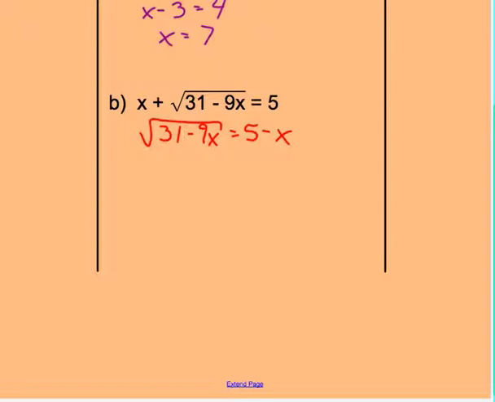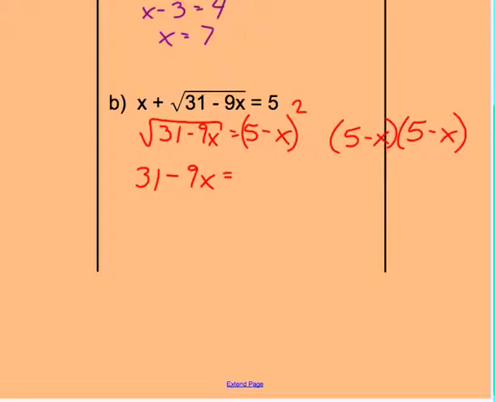So what we're going to do instead is, when we square the left-hand side, that cancels the radical. This becomes the quantity 5 minus x squared, which means 5 minus x times itself. Multiplying that out, distributing it, foiling it, however you want to think of it, we get 25 minus 10x plus x squared.